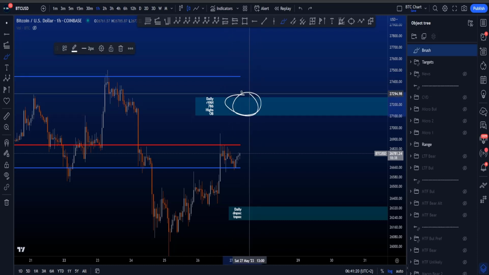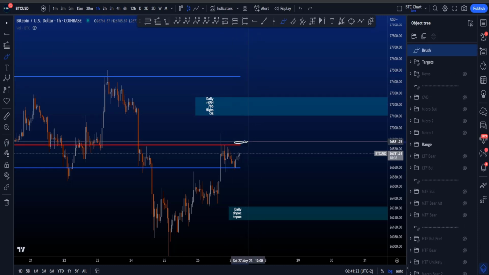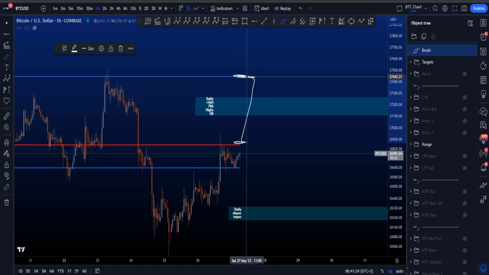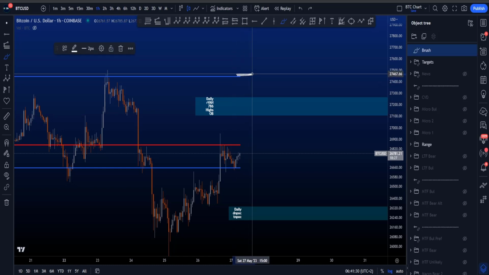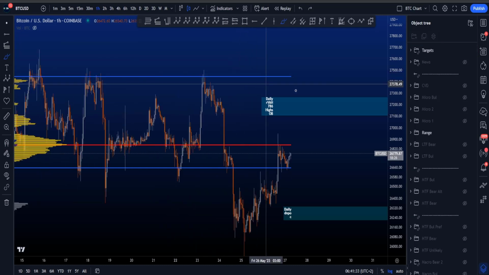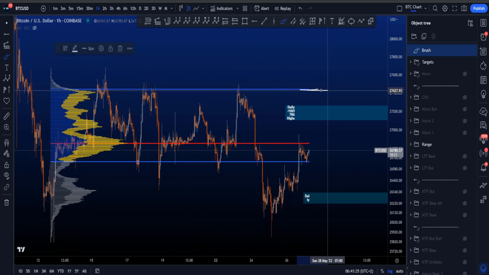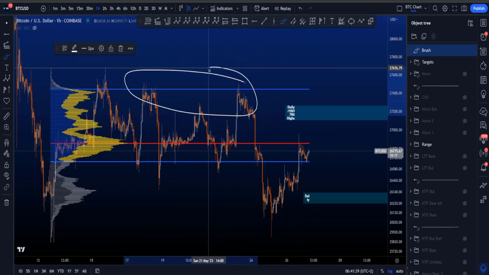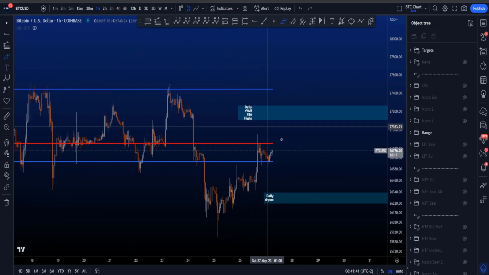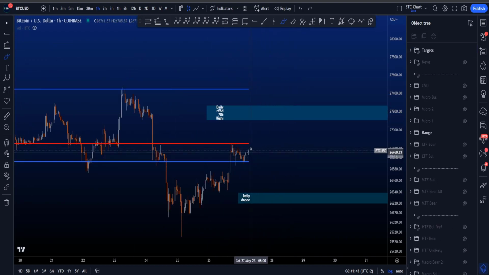Of course, we have a little bit of resistance in between the point of control and the value area high that we have to keep in mind, but from a probabilities perspective and statistics as well, it is quite likely you're going to then reach the value area high. But in my opinion, if price is going to reach the value area high and pass this target box, taking these highs over here is going to be very likely. So let's wait and see how this is going to develop.